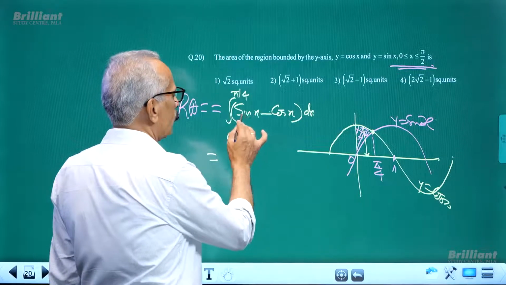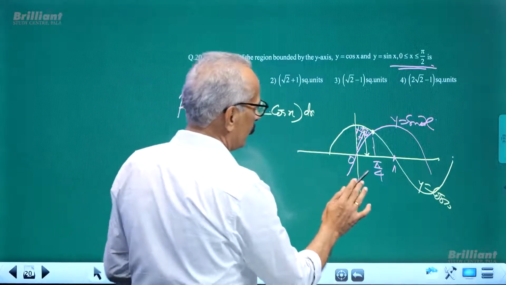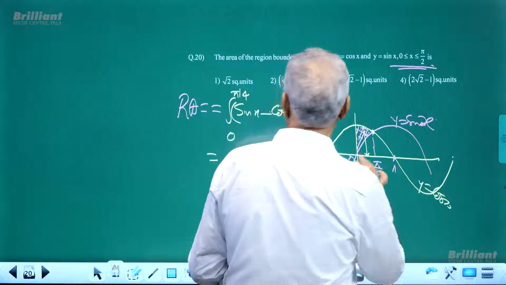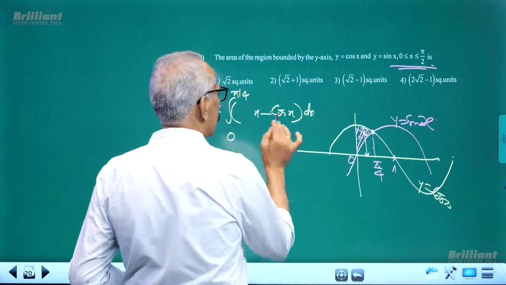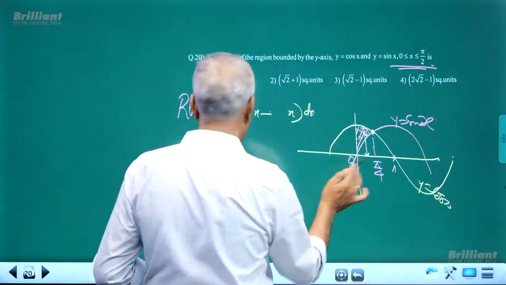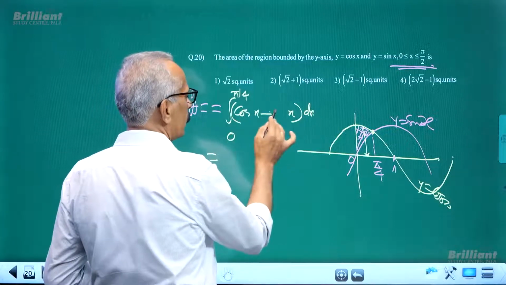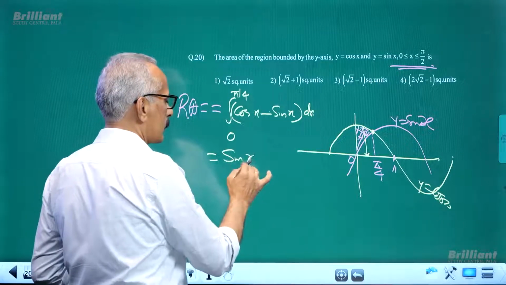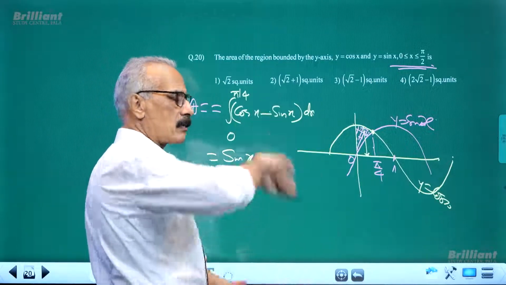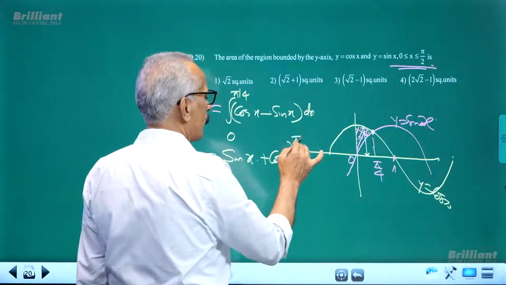So, integral of sin x is what then? This is sin x, this is cos x. I have taken this as sin x and the upper curve, the yellow curve, is cos x. Cos x minus sin x. Integral of cos x is sin x. Integral of sin x minus cos x, so it will become plus cos x, within the limit 0 to pi by 4.